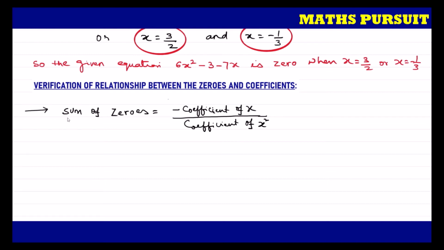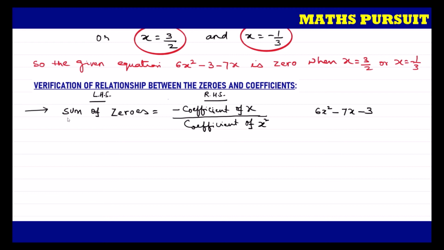And now let me term this one as left hand side and this one as right hand side of this equation, so that we will prove that left hand side is equal to right hand side. Now let me rewrite the given quadratic equation here, so that it would be easy for us. So we have 6x to the power 2 minus 7x minus 3. This is the rearranged form of the given quadratic equation.